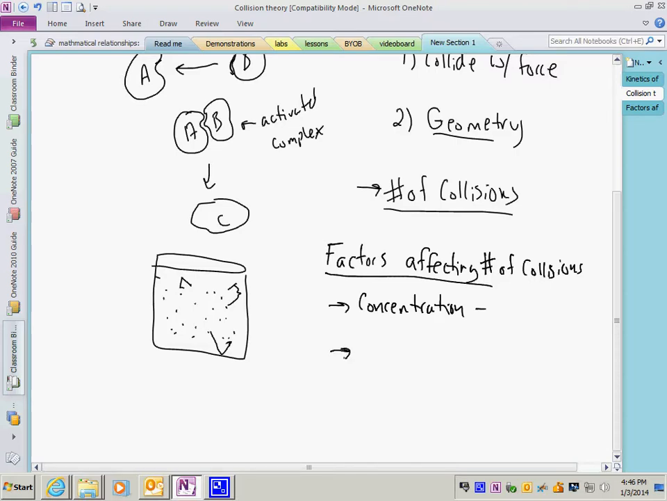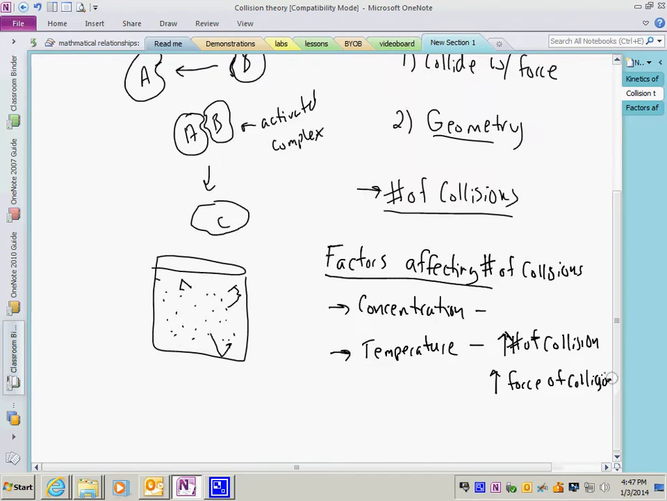The next one is going to be temperature. As far as temperature is concerned, that means they're moving faster. So even the same number of particles, if we warm this container up, these particles are moving faster and faster, and eventually they will hit each other at a greater frequency. So temperature is unique. It will increase the number of collisions, but it will actually increase the force of collisions.